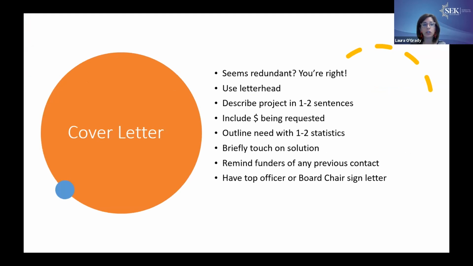For your cover letter, you should use letterhead, describe your project in 1 to 2 sentences, include the money being requested, outline the need with 1 to 2 statistics, very briefly touch on your solution, remind funders of any previous contact that you've had with them, and have your top officer or board chair sign the letter.